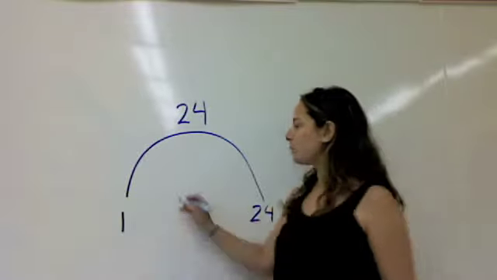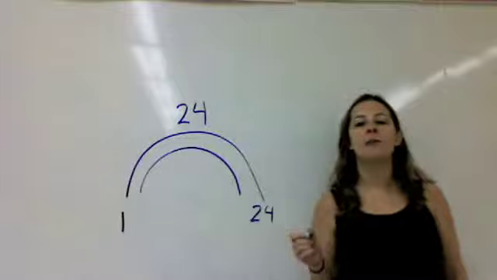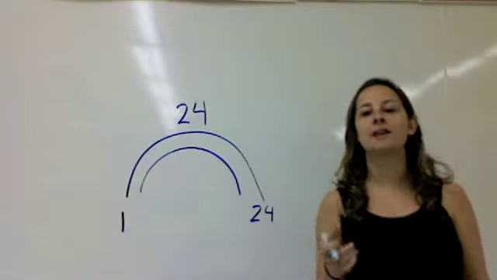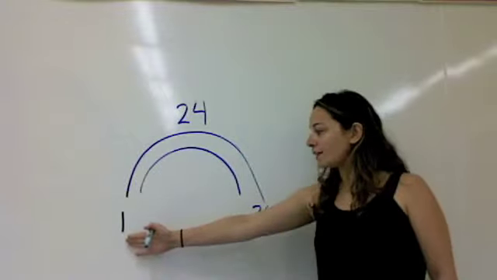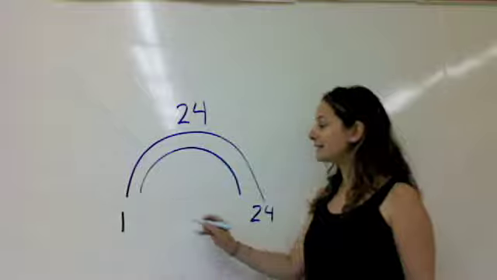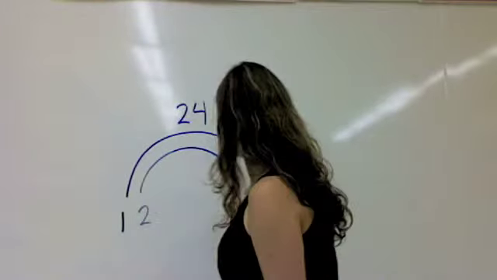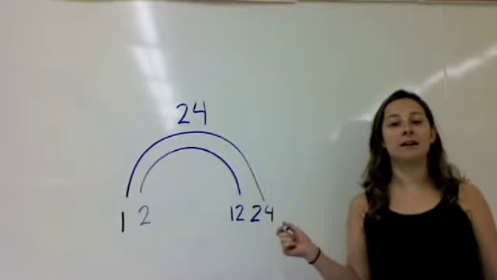Now that we've started with 1, we're going to draw ourselves another arc, and now we're going to try and think of any other multiplication facts that will get us to 24. We started with 1, so now I'm going to think about 2. Does 2 go into 24? Yes, it does. 2 times 12 gives us 24, so now we've completed that arc.